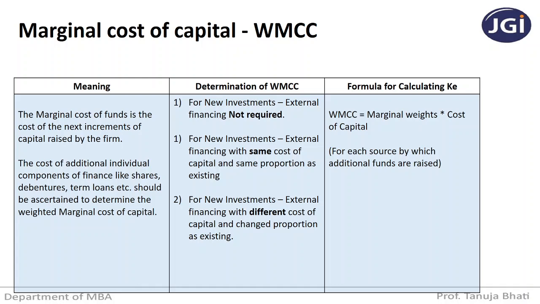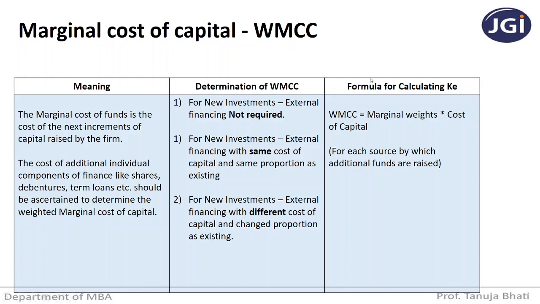One is external, that is by the issue of shares, preference shares, debentures, term loans, and one is internal, that is retained earnings. So suppose that the company, I'm just explaining the first case. Suppose that the company is having sufficient earnings, sufficient savings, which is also called retained earnings. Will it want additional funds to be procured from an external source? No. So, in this first case, for new investments, external financing not required. That means it has sufficient retained earnings.